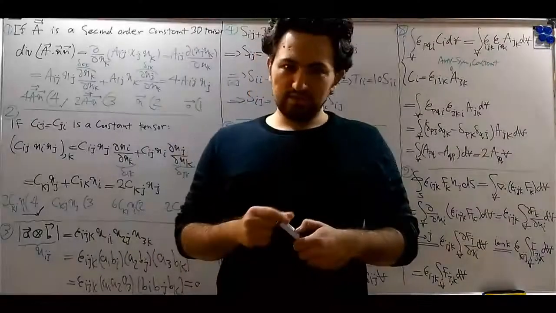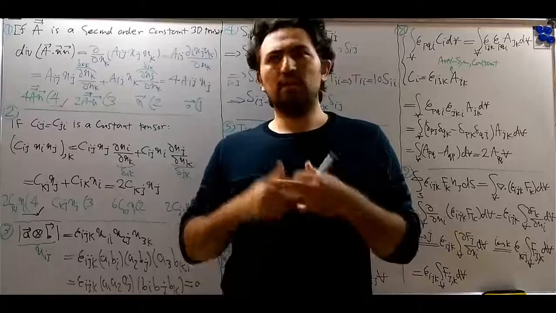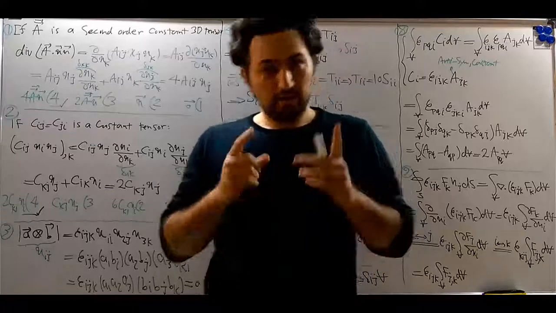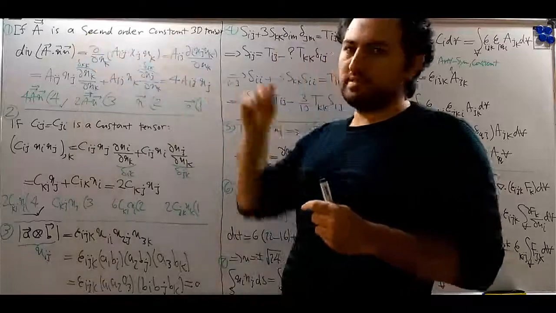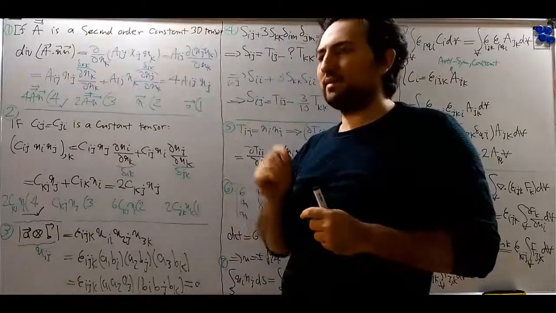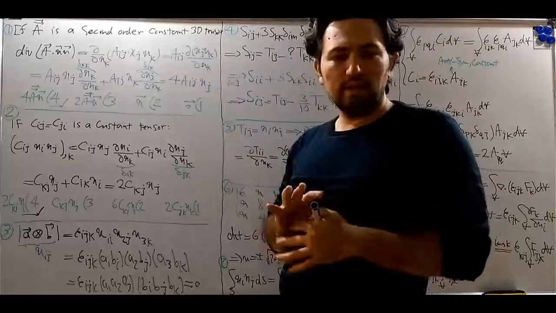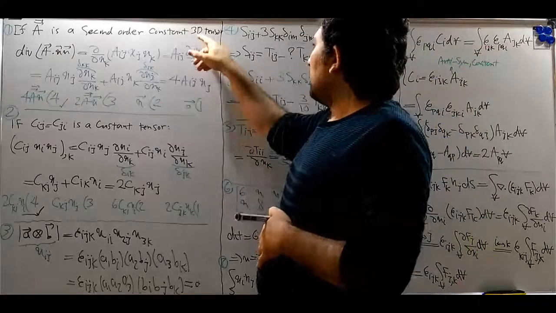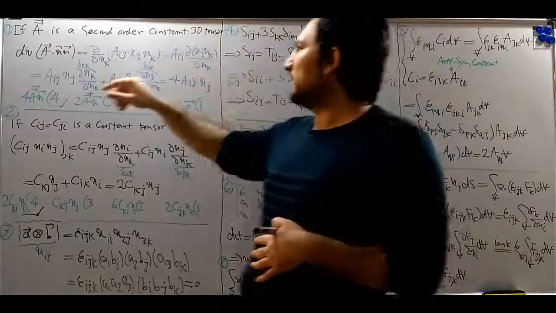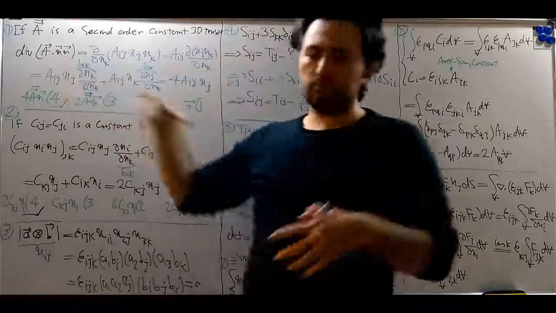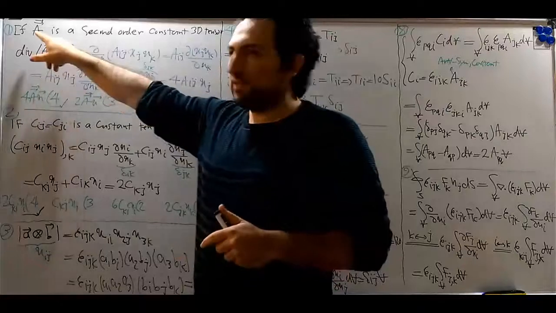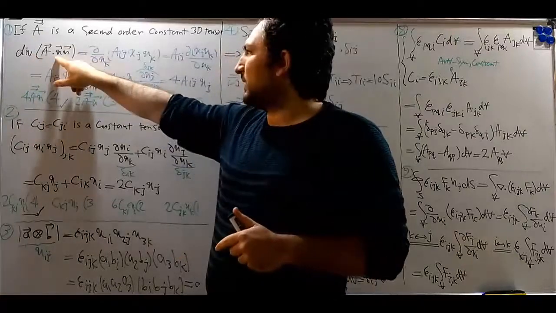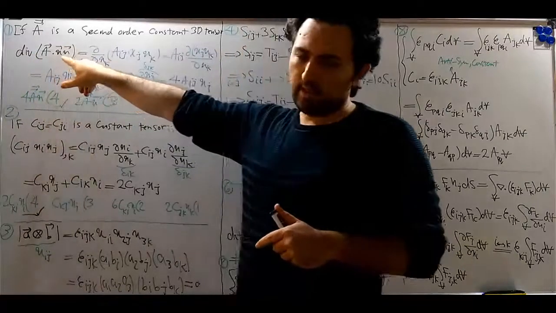On the board, you can see 9 problems about tensor calculus. The first one: if A is a second-order constant tensor, it means that all components are constants. In three-dimensional space, compute the divergence of the product of this matrix and X and X.